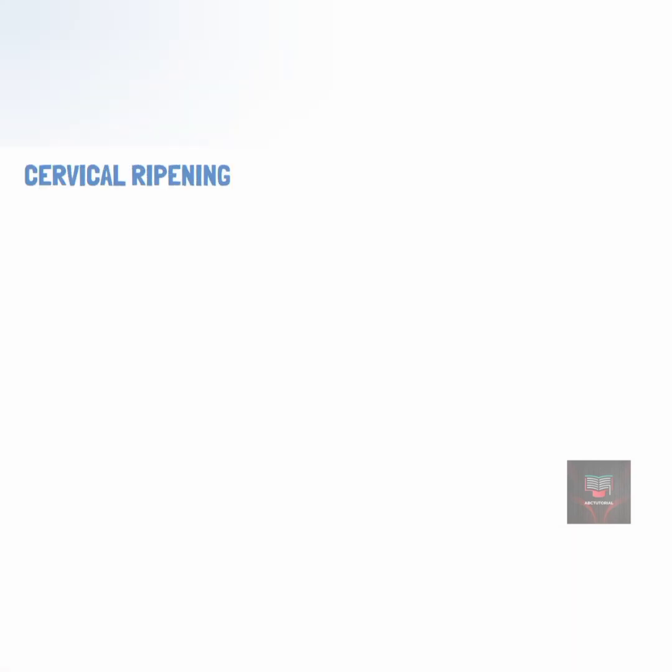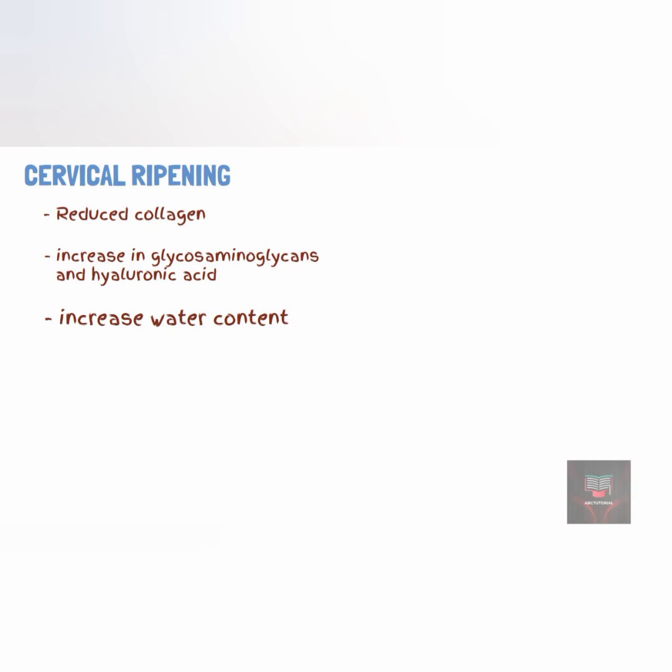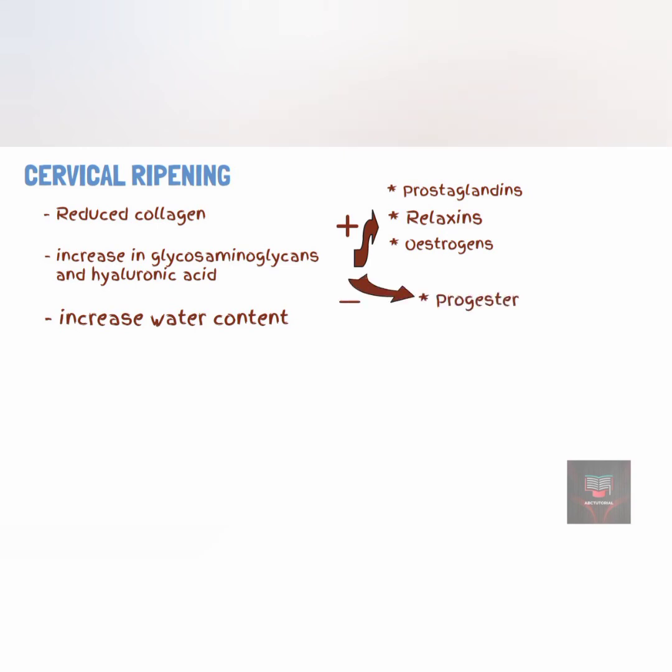Cervical ripening is generally due to reduced collagen content that makes the cervix soft. It is also due to increase in ground substance, that is the glycosaminoglycans and the hyaluronic acid of the cervix. This ground substance is hygroscopic, that is they draw water to themselves, thereby increasing the water content of the cervix, thus making it soft. These cervical ripening processes are stimulated by prostaglandins. Prostaglandins release metalloproteinases which degrade the collagen fibers in the cervix. It is also mediated by relaxins and estrogens, while these processes are inhibited by progesterone.